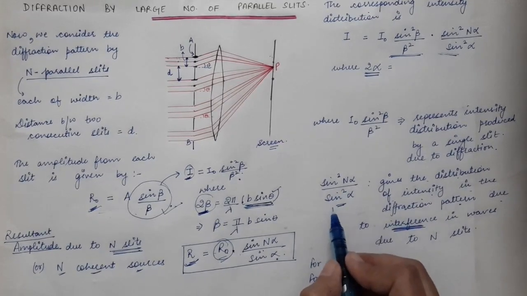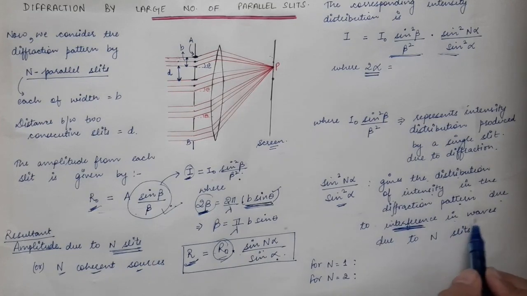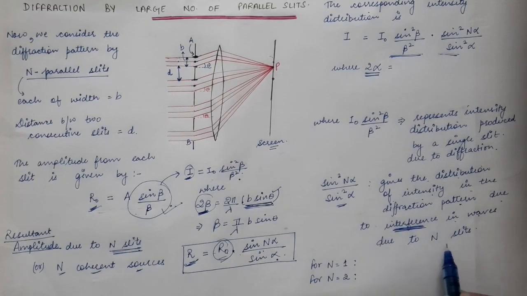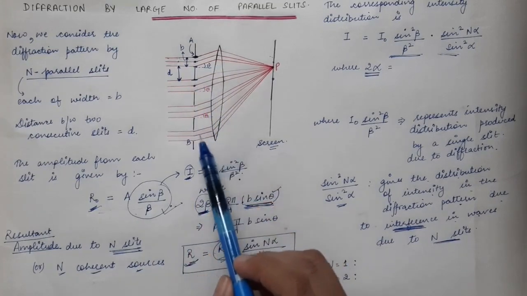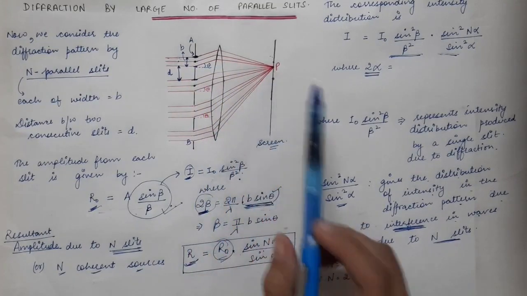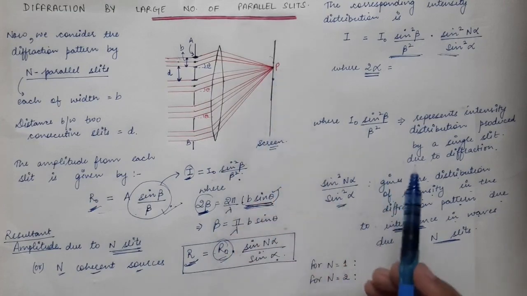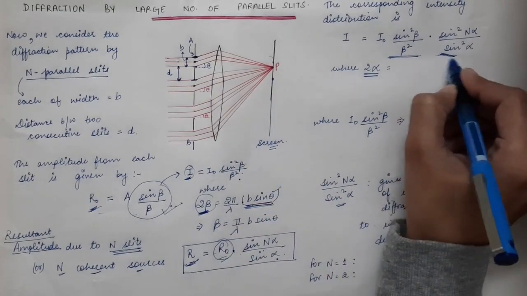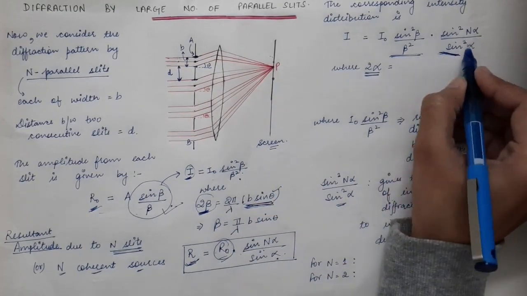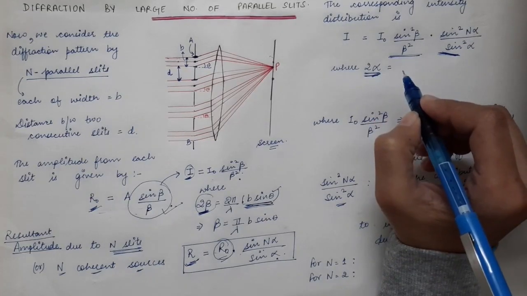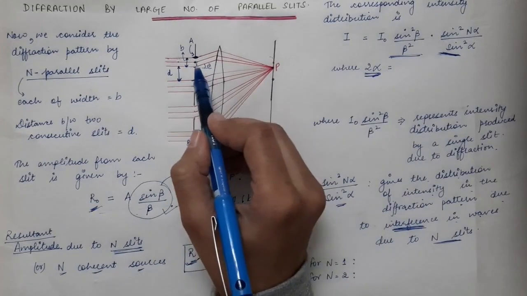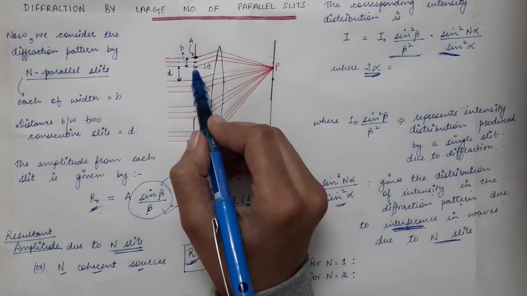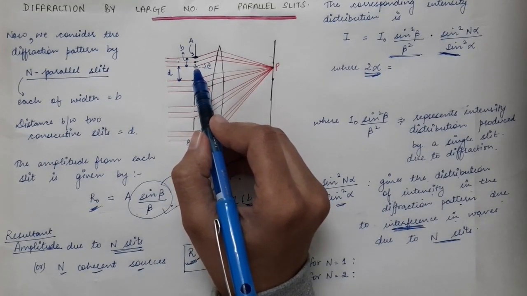So this factor gives us the distribution of intensity due to interference in the light rays which are coming from n number of slits. So all the light rays which are coming from the n slits, they will interfere, and that interference is taken into account by this factor. So this twice of alpha over here, it is the phase difference between the two corresponding light rays which are coming from the two consecutive slits.